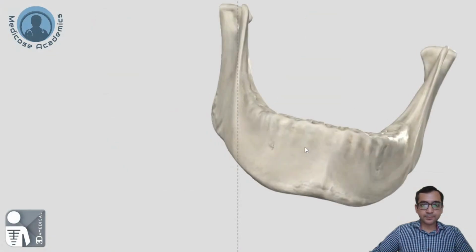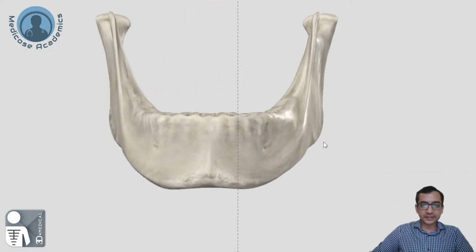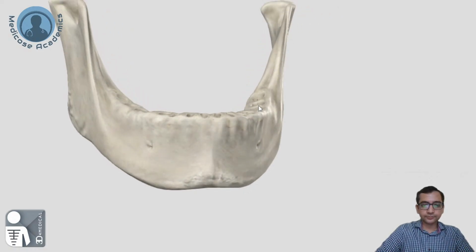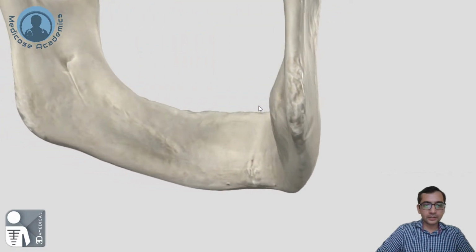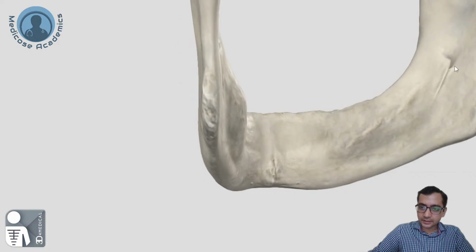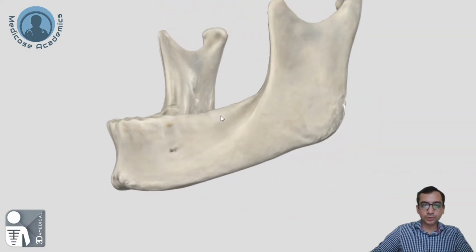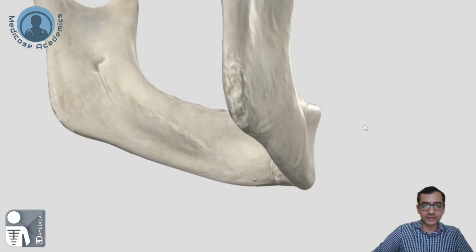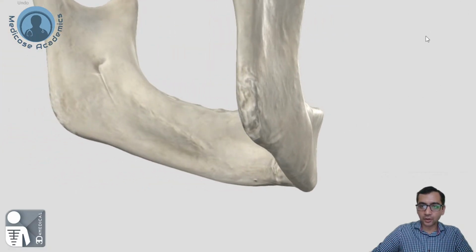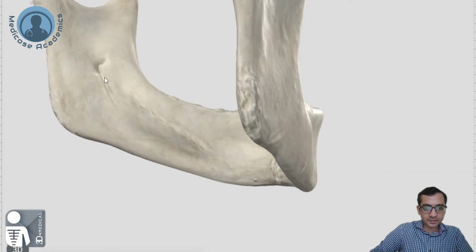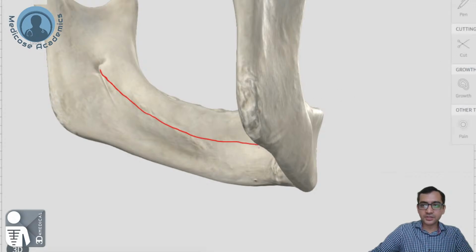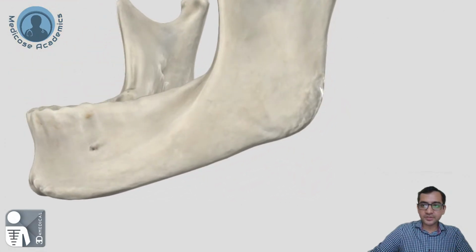These are two fossae. And one last thing that we did not discuss was the mandibular canal. The mandibular canal is the canal connecting which two structures? It connects the mandibular foramen to the mental foramen outside. If we look from inside, it would go something like this. If we look from outside, it would be something like this.